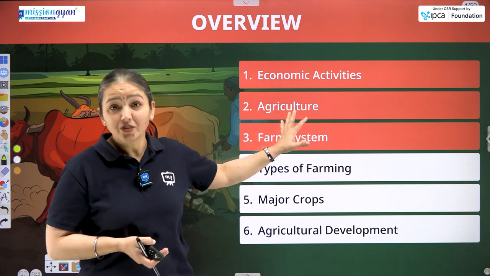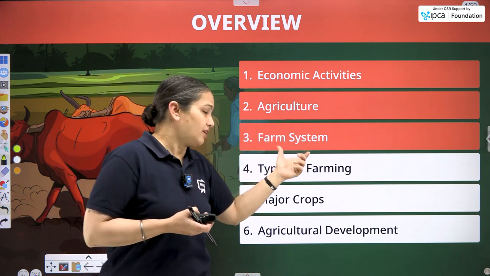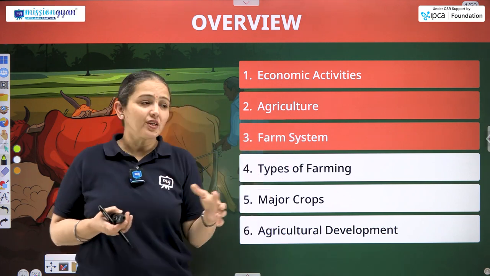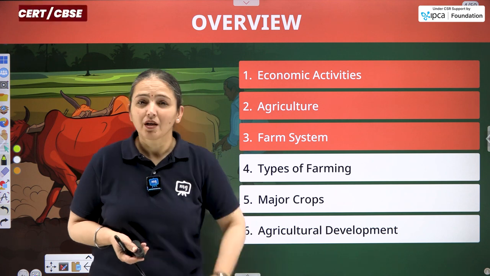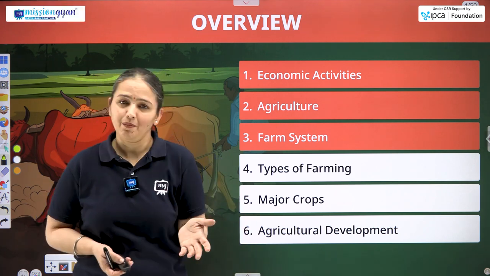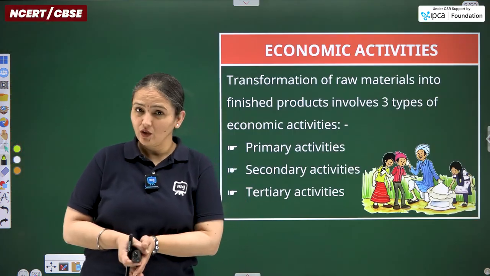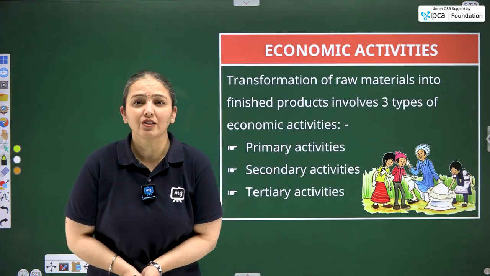So we will discuss the concept of agriculture, the meaning of the word agriculture. Then finally we will sum up the chapter with the discussion of the farm system. What kind of system is involved within the farming pattern or the agriculture pattern. So let's start today's class with the concept discussion of agriculture.